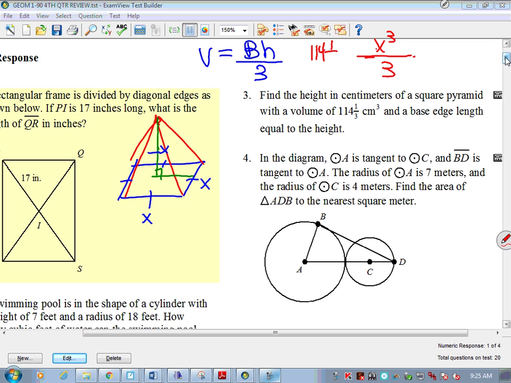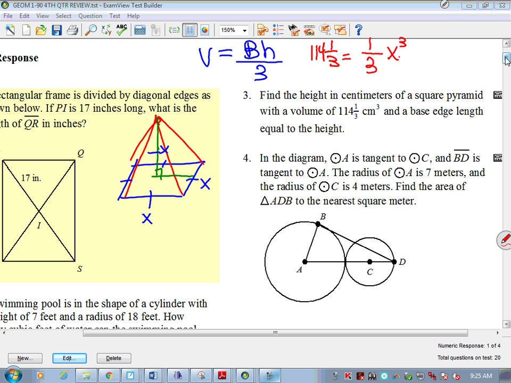114 and 1/3 is equal to x cubed over 3. Now, we could write this a little bit differently. We could rewrite that, if we wanted to, as 1/3 times x cubed, right?